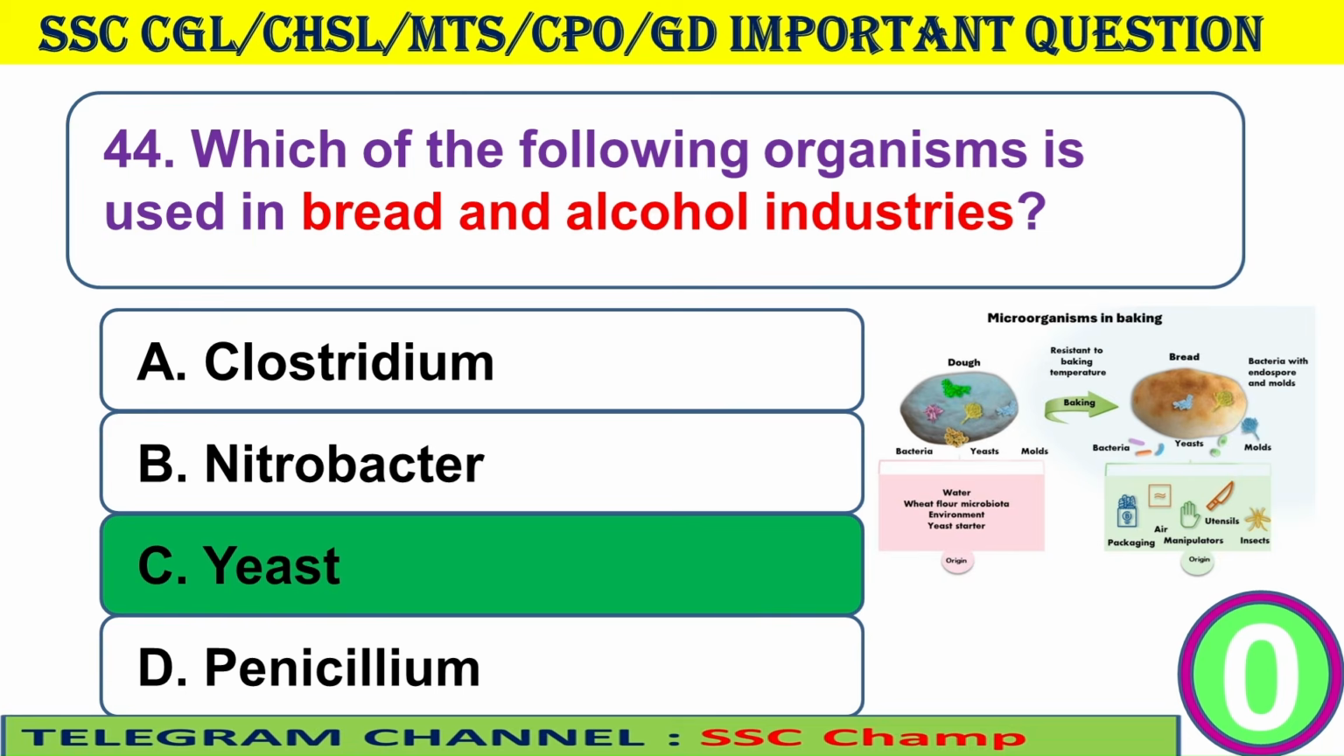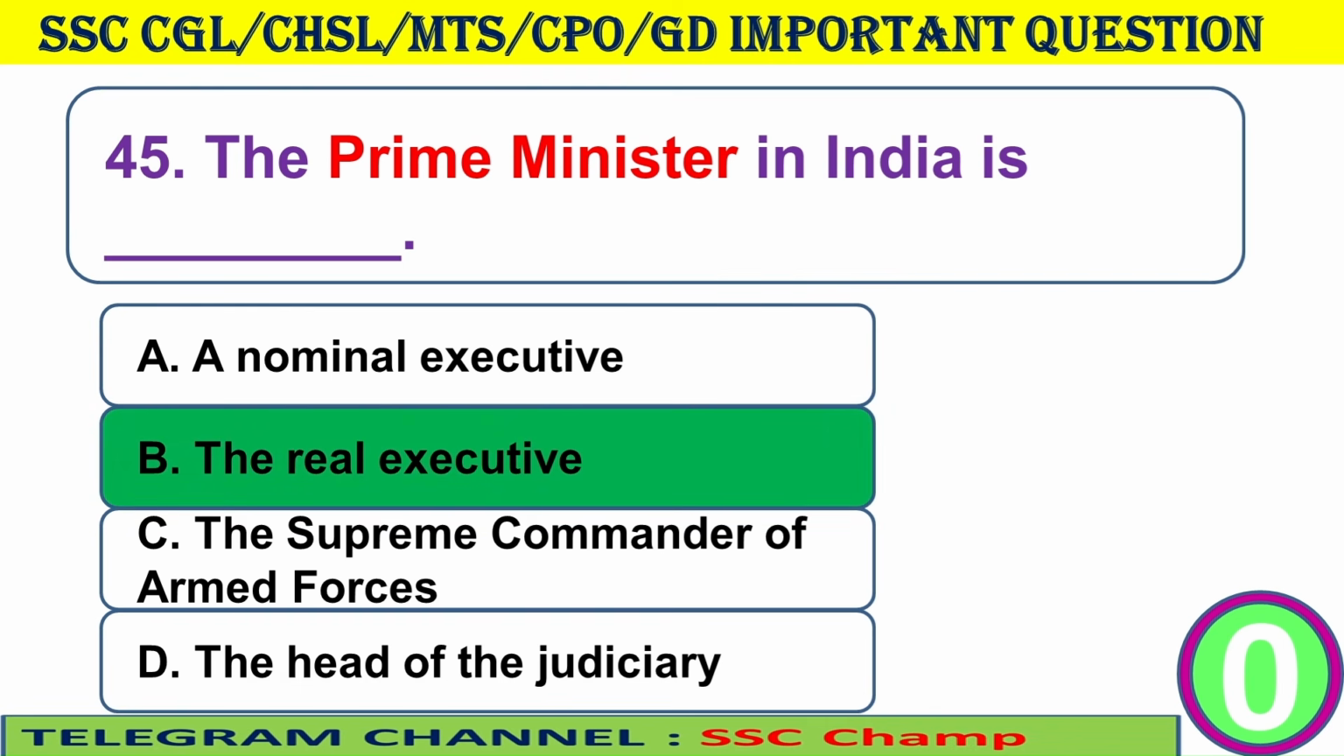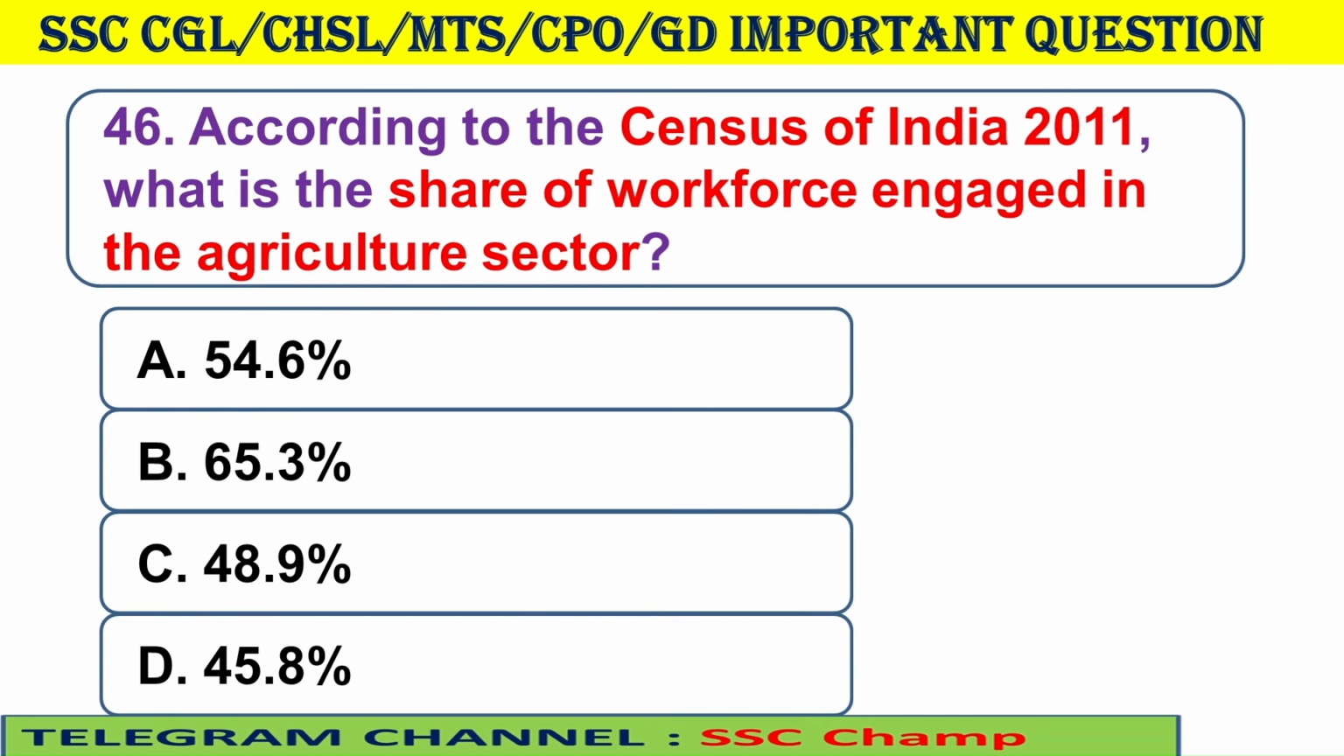Correct answer yeast. The Prime Minister in India is option A nominal executive, option B a real executive, option C the Supreme Commander of Armed Force, option D the head of the judiciary. Correct answer the real executive. According to the census of India 2011, what is the share of workforce engaged in the agriculture sector? Option A 54.6%, option B 65.3%, option C 48.9%, option D 45.8%.